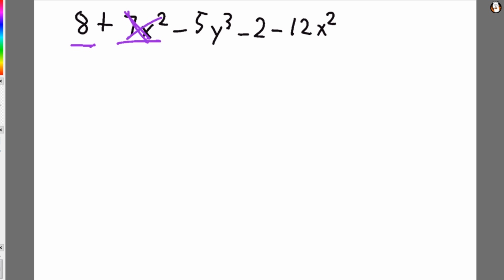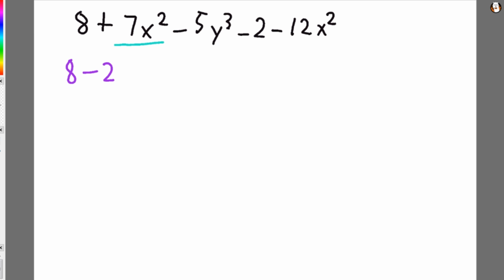can't combine with 7x squared. And can we combine with negative 5y cubed? No. This is a constant and doesn't have a variable. And then we have found our new constant, negative 2. We're just going to rewrite that. 8, negative 2.